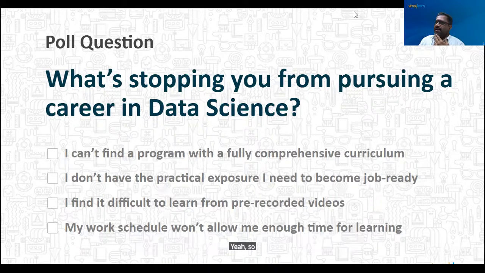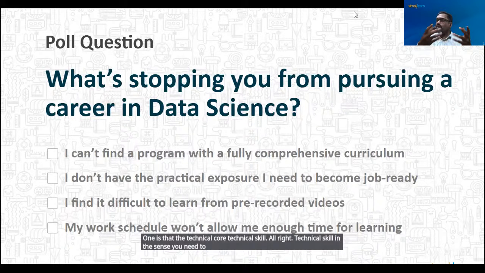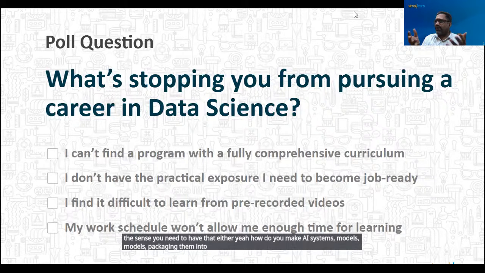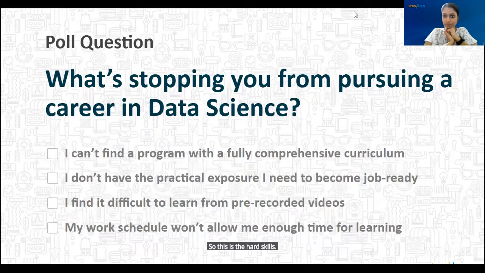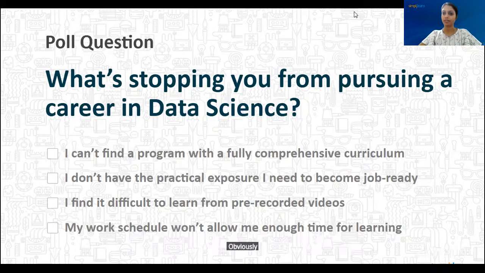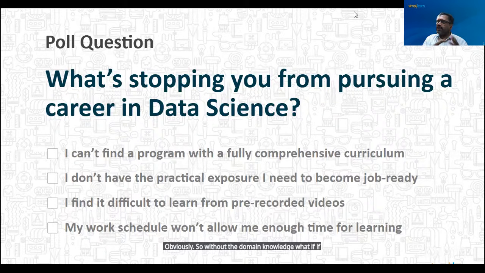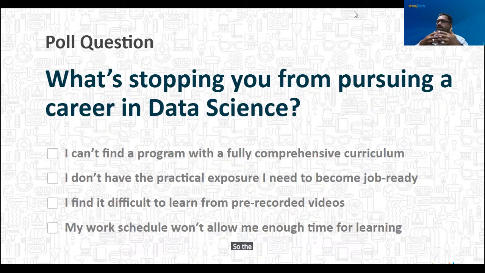Yeah, so basically there are three different types of skills that need to be acquired. One is the core technical skill, right? Technical skill in the sense you need to have AI. How do you make AI systems? Models, packaging them into agents. There are multiple frameworks that have come up for the agent frameworks. So this is the hard skills. And most importantly, some domain knowledge is required, obviously. Without the domain knowledge, what if I have to do something in the BFSI, some knowledge of BFSI risk management and things are required. So the ability to bring these two things together.